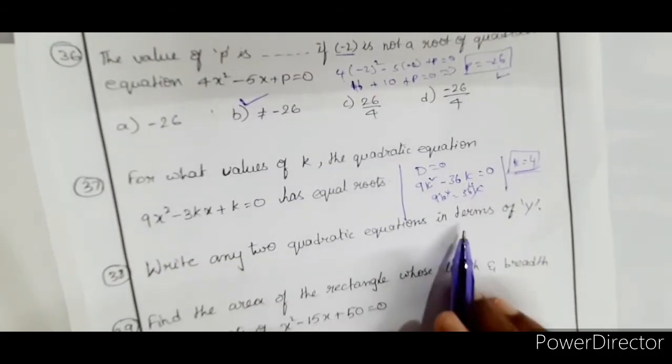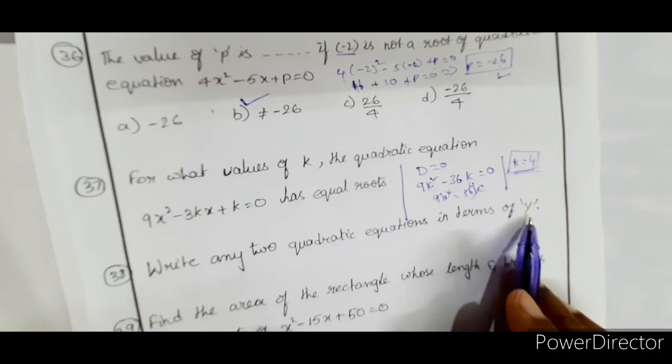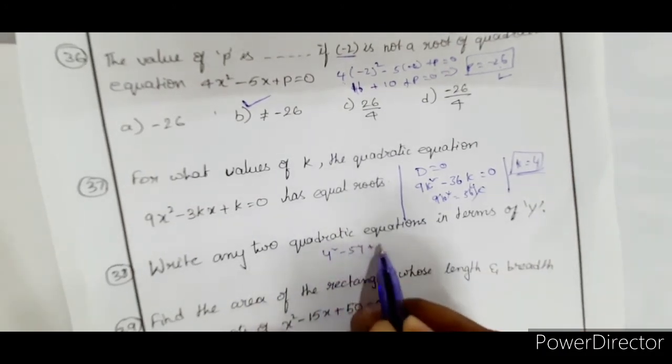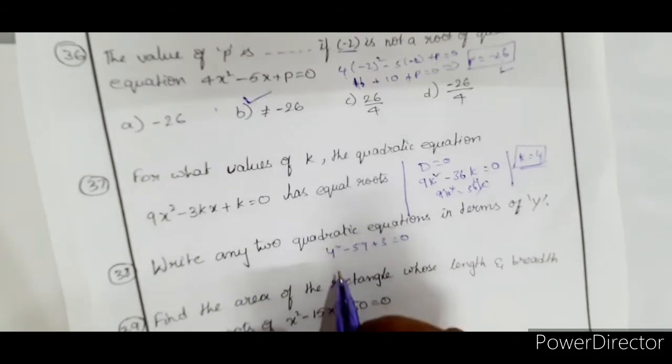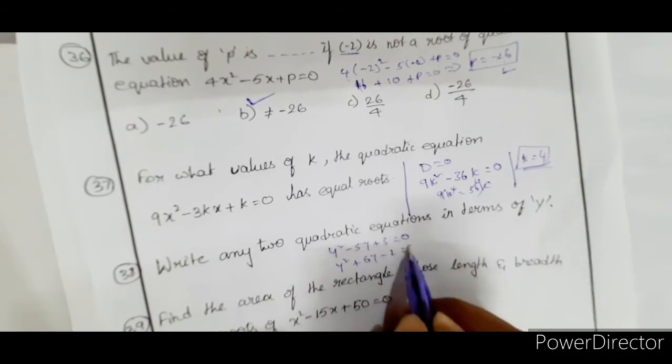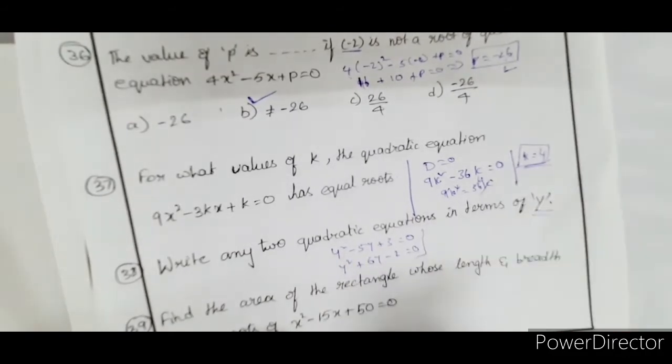Write any two quadratic equations in terms of y. Any two quadratic equations, not an issue. y square minus 5y plus 3 is equal to 0 is one of the equations. Right, y square plus 6y minus 2 is equal to 0. Any two equations, only just using y.